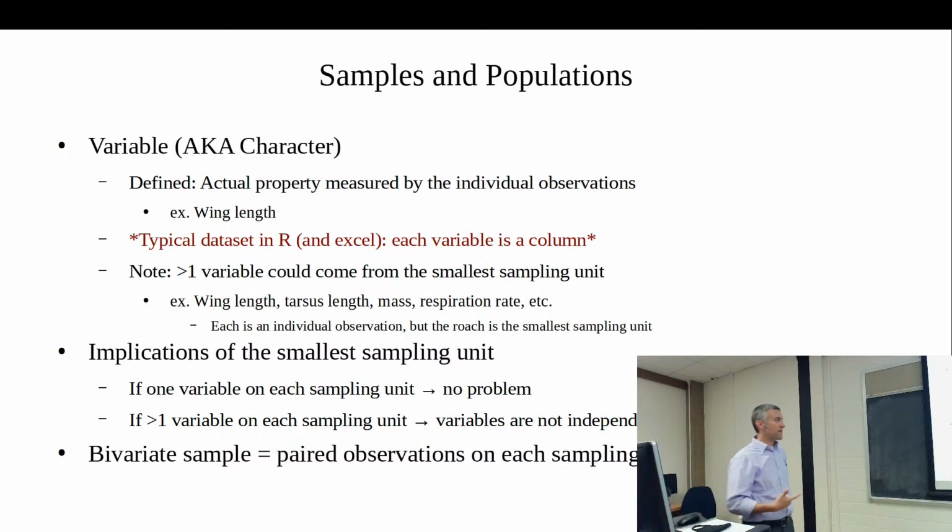But if more than one variable is sampled on each sampling unit, then our variables are not independent. So if we took leaves and measured the length and the width, the length and width are not independent of each other. If we have that case, what we're actually studying is a bivariate sample, which is paired observations on the smallest sampling unit.